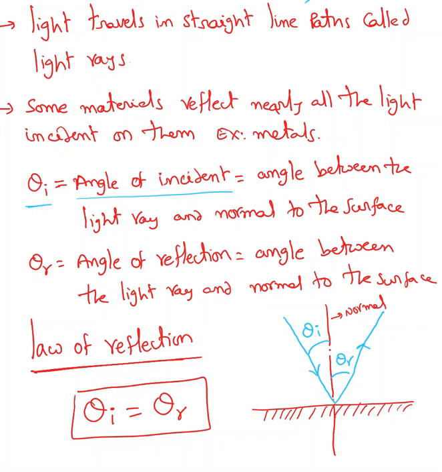So here is a diagram. You have a surface. A light ray falls onto it with an angle of theta I to the normal, where the normal is nothing but the perpendicular to the surface. I just draw one line, and that one line represents the light ray. That light ray is reflecting here. According to the law of reflection, theta I is always equal to theta R.